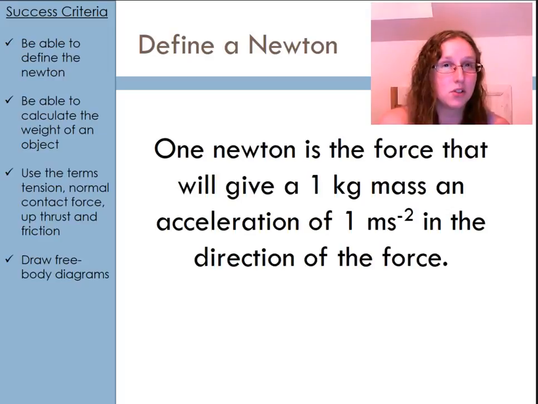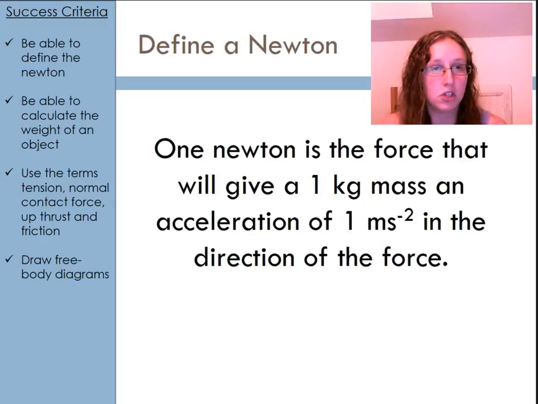And all our definitions for newtons are going to have some similarities to them because they're going to be 1 of 1 of 1. So this is 1 newton gives 1 kilogram an acceleration of 1 meter per second squared. You'll see that theme going through for all our unit definitions.